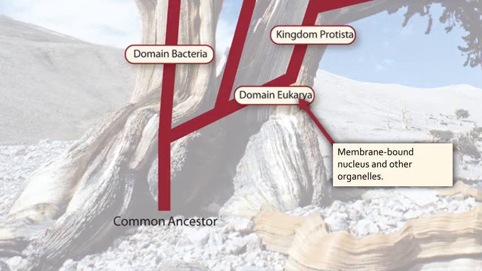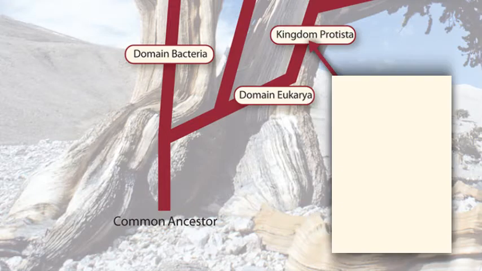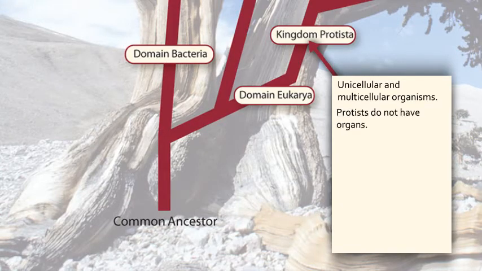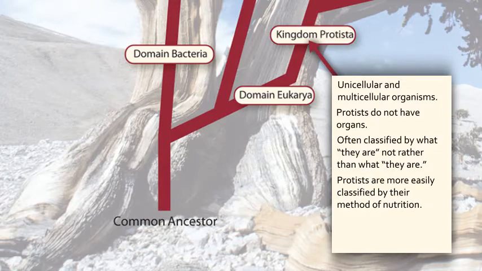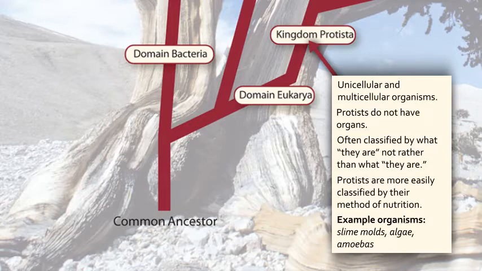This domain is broken into 4 kingdoms. Kingdom Protista contains unicellular and multicellular organisms. Protists do not have organs and are often classified by what they are not rather than what they are. Therefore, protists are more easily classified by their method of nutrition. Examples are slime molds, algae, and amoebas.